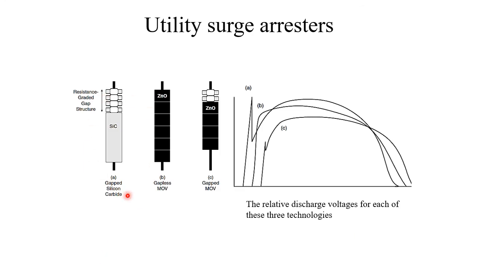So this is the comparative diagram of gapped silicon carbide. This is the older technology where there are gaps, a resistance graded gap structure, and then this is the gapless MOV. Here zinc oxide is the major component and there is no gap, and the third one is gapped MOV. Here a few gaps have been created for better characteristics, and this is the graph. This is the waveform of relative discharge voltage of the three technologies.